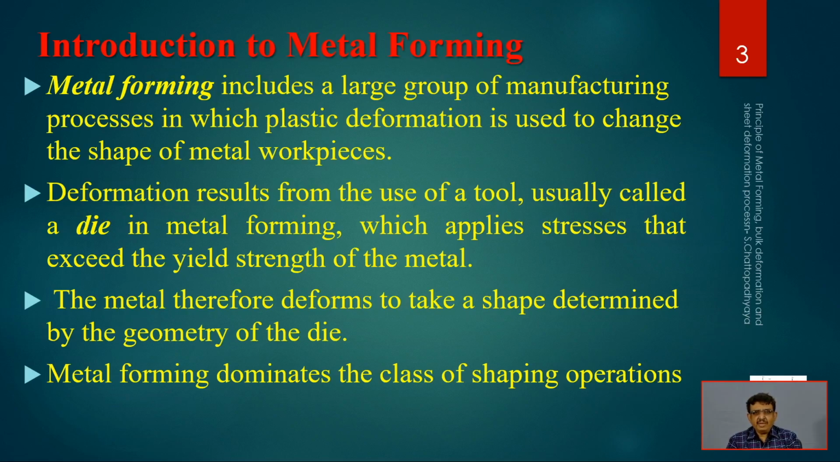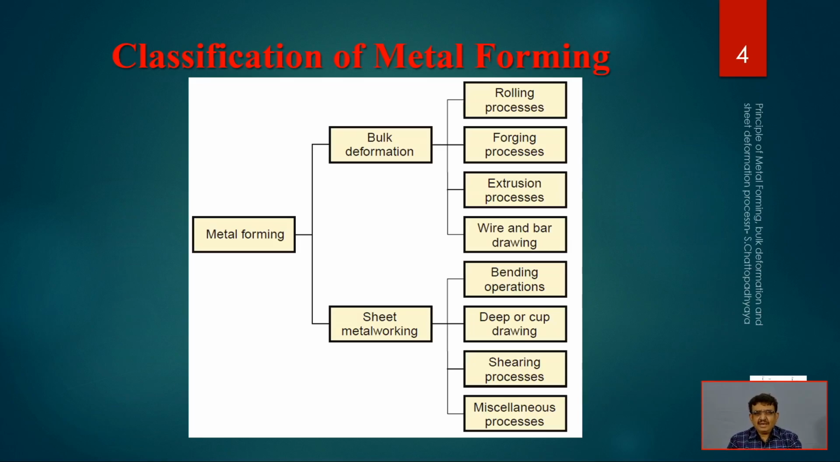So metal forming dominates the class of shape forming processes, and shape forming is of different shapes. That is obviously done by that. And this is the classification. In classification, we have to know what the different kinds are. There are two main subdivisions. One is bulk deformation and another one is sheet metal working.